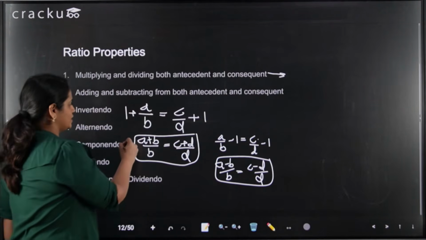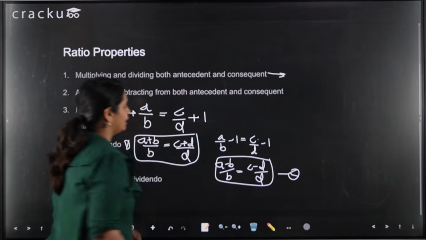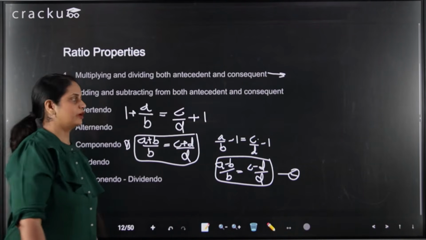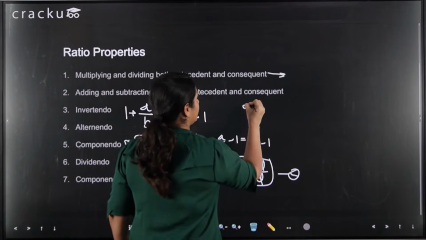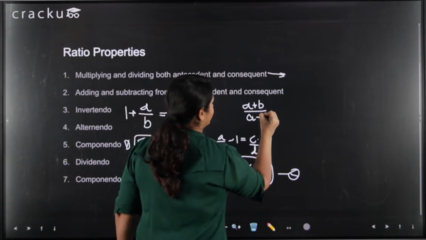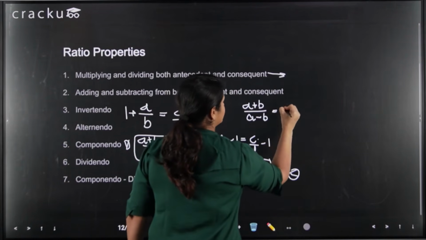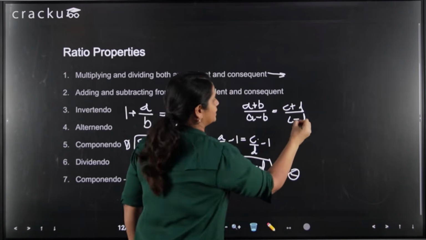Now I have this equation, say this is equation 1, this is equation 2. If I divide equation 1 with equation 2, what do I get? I get my componendo dividendo. What is componendo dividendo? (A plus B) divided by (A minus B) is equal to (C plus D) divided by (C minus D). That's all that is there.